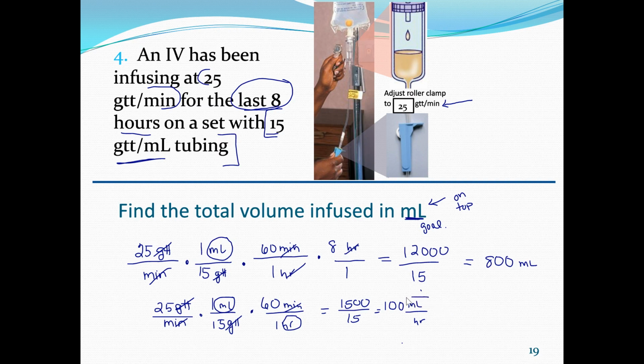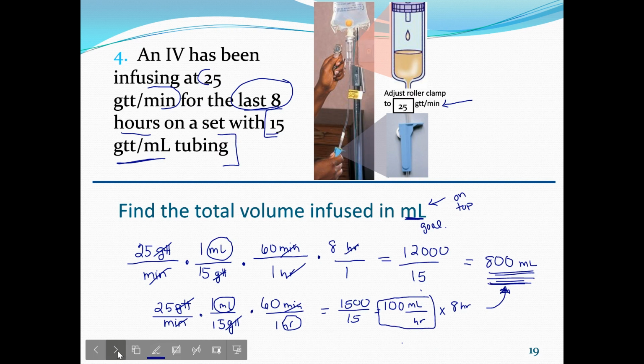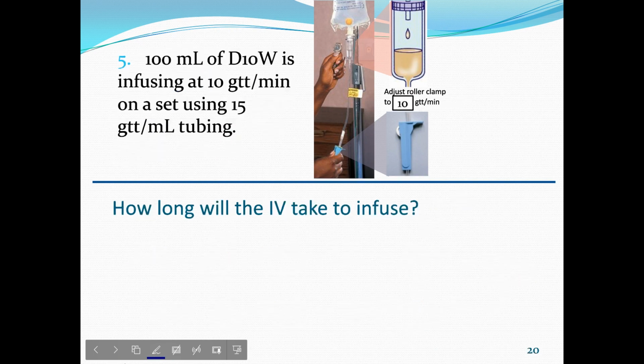Once I know the milliliter per hour rate, I can easily calculate the total volume, which is what they actually want for the answer, because I could just take that times 8 hours. And that gets me right back to this answer that we had before, 800. Let's take a look at a second example.